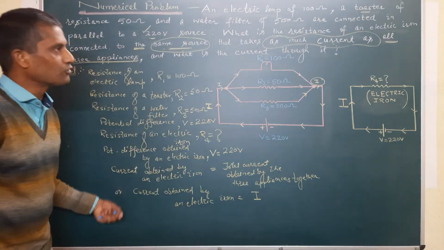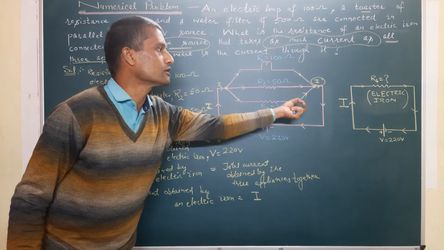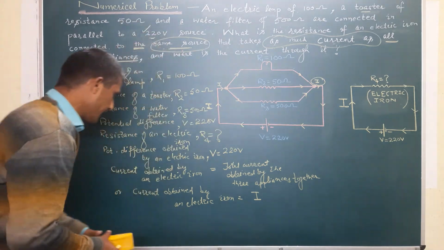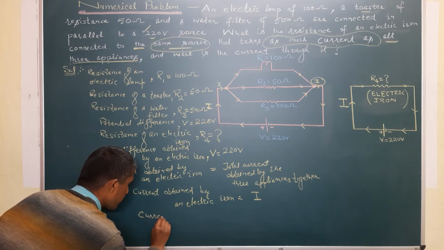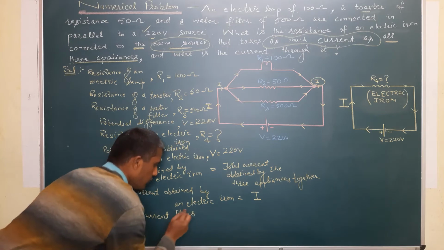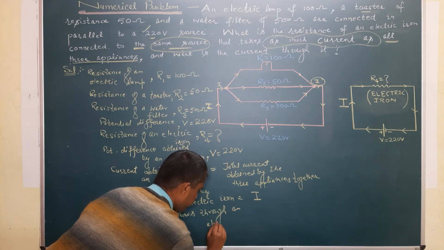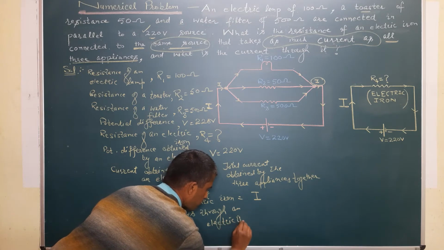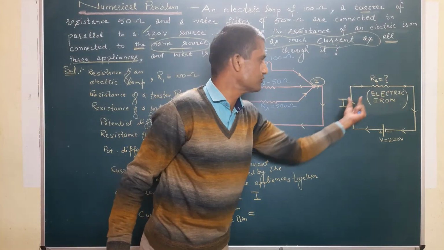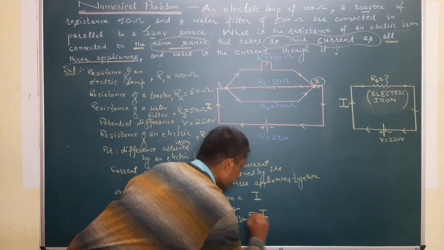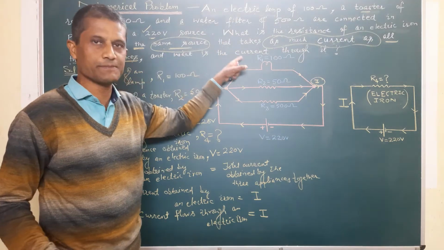So it means we have got everything over there. Next is, what is the current through it? It means how much current flows through that electric iron. Very simple. This is I. I is the current going to flow through the electric iron. So all we have got here is contained in this statement.